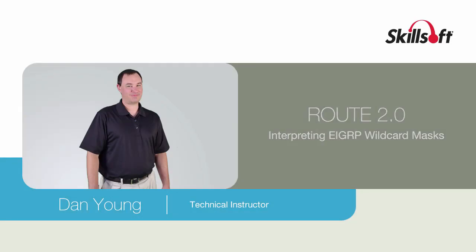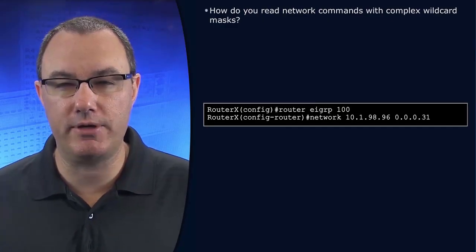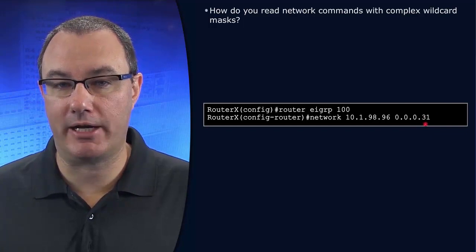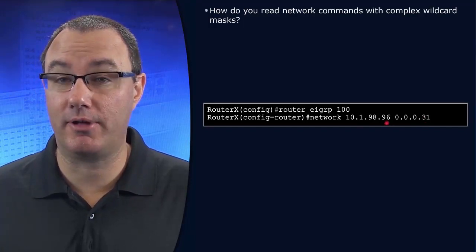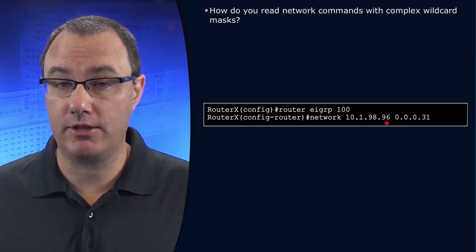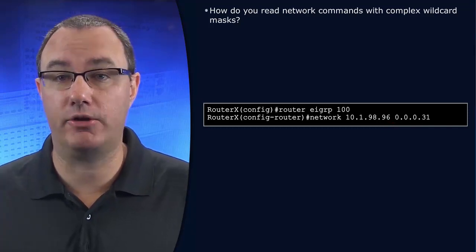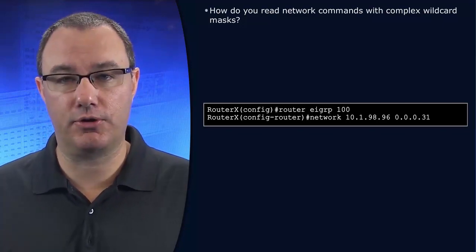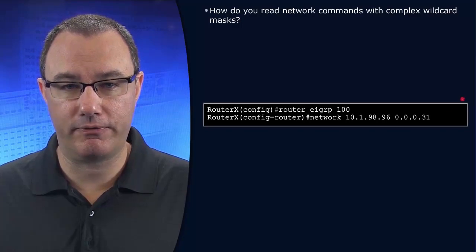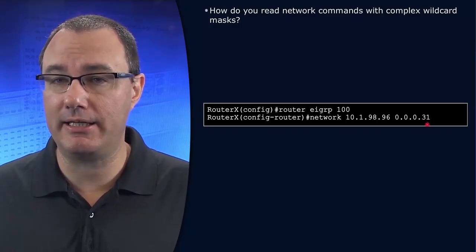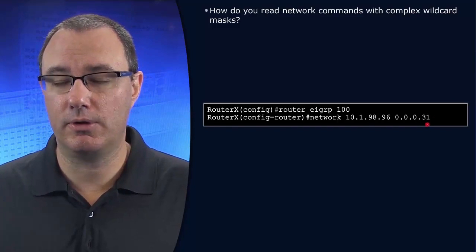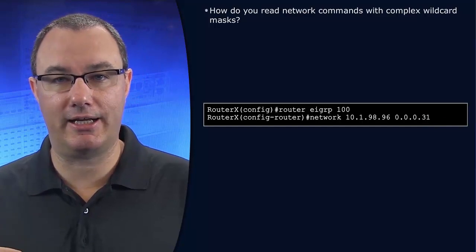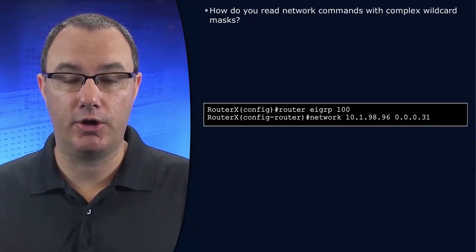To be effective with EIGRP network statements, we do need to be able to read the effect of the wildcard mask on the IP address that we supplied with it. Now, we can do the EIGRP command without a wildcard mask, and we get a classful wildcard mask in return if that happens. But what if we get something like this, where we have to read and interpret what it really means? Well, the interpretation of a wildcard mask first starts with the understanding that it is about a range.